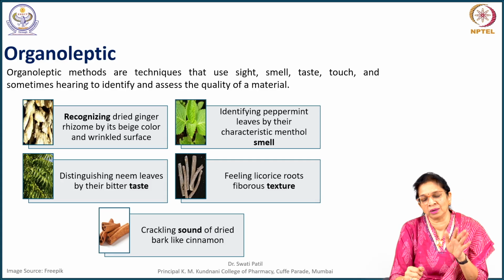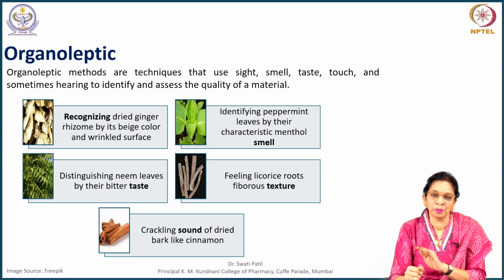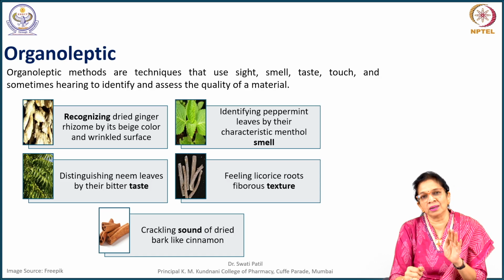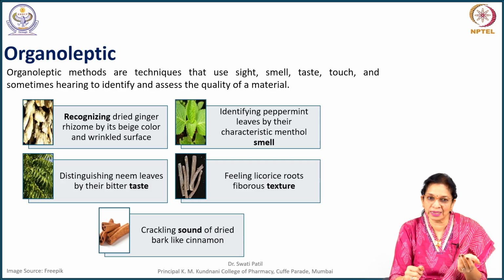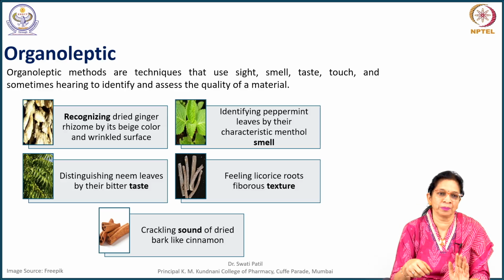Organoleptic: here organo is organ and leptic is senses. So, what impression the herb leaves on the 5 sense organs is a way to identify or authenticate the material. By using your eyes, nose, tongue, skin and ears, we can smell, see, taste or touch a herb, and depending on this we can identify a herb.